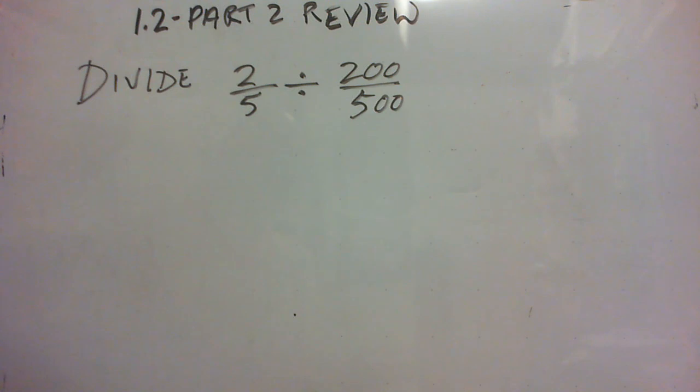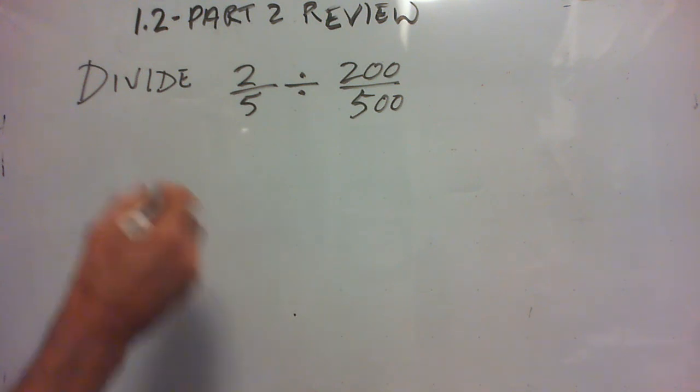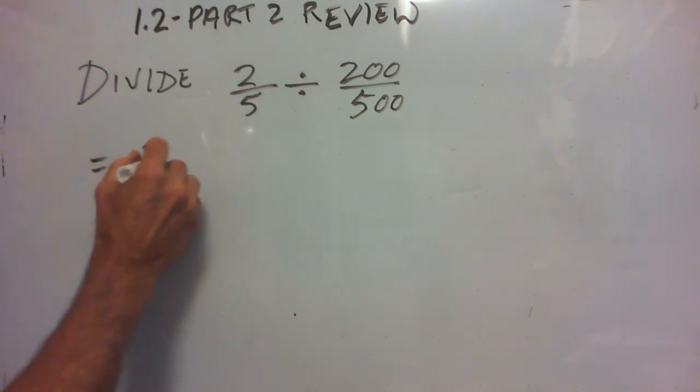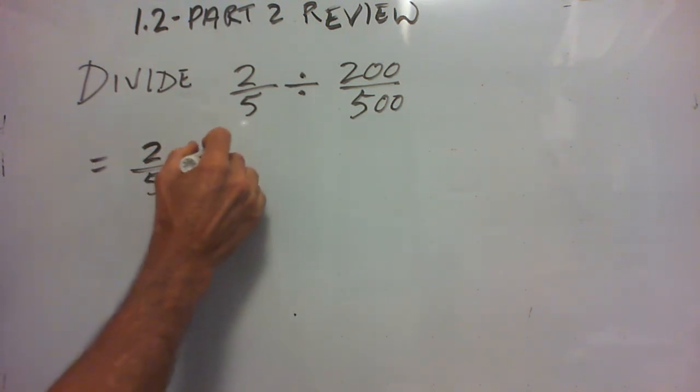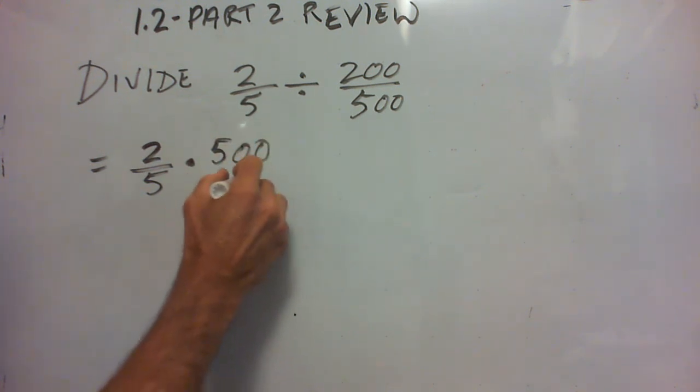In our next problem, we're going to do fraction division. Now the thing to always remember with fraction division is the first thing you do is invert and change to a multiply problem. So you change this into 2/5 times 500/200.